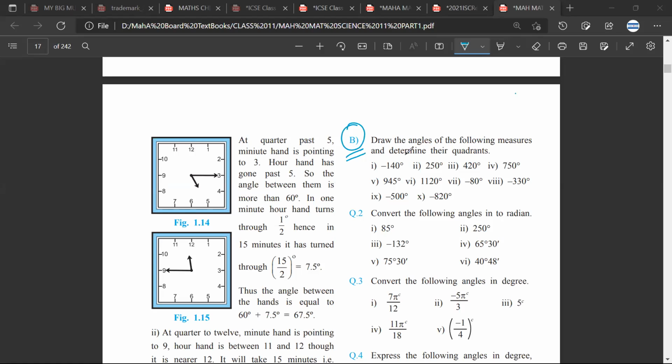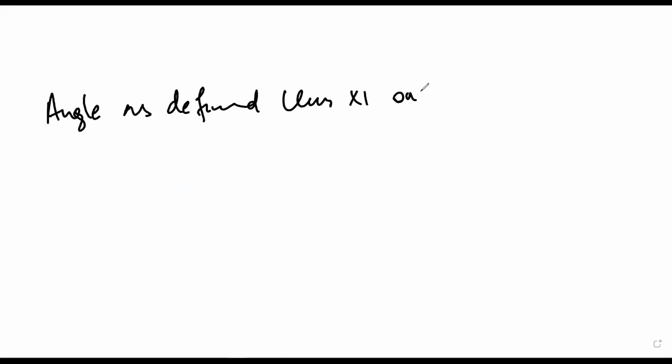So for example, if we have to do this question, the B part. So first thing that we need to understand is angles as defined class 11th onward. Class 11th onward.